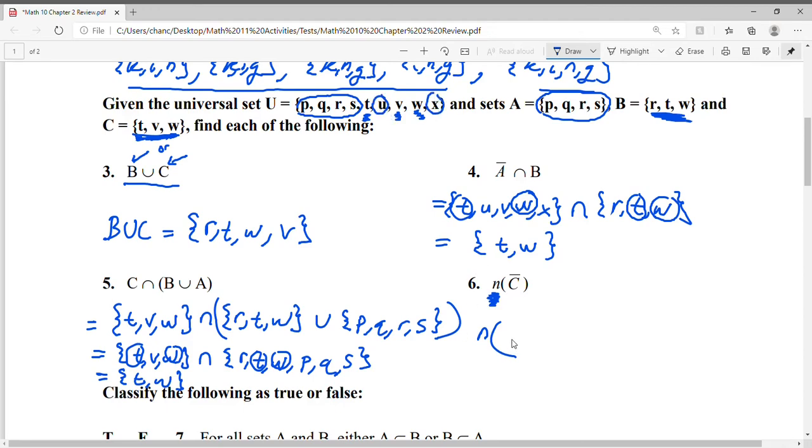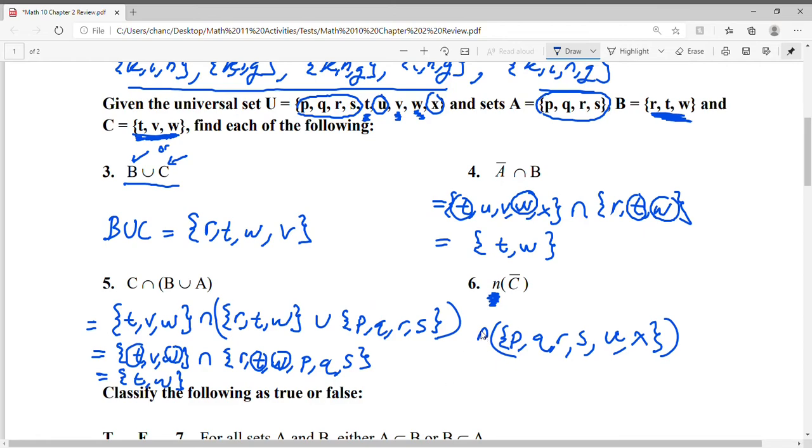So C complement is P, Q, R, S, U, and X. So this is the set that consists of C complement, P, Q, R, S, U, X. Remember, C complement is everything that is not in C, so we'll take out T, V, W from our universe. So we have P, Q, R, S, U, and X.